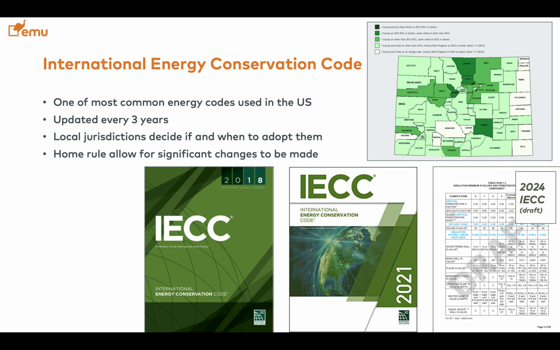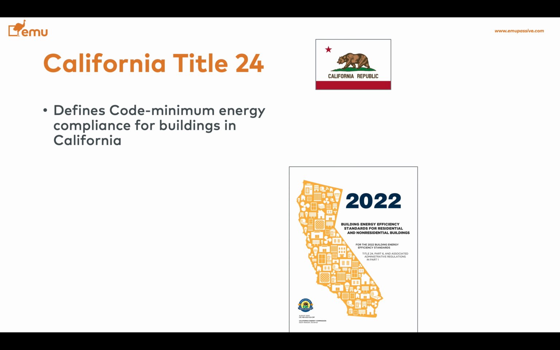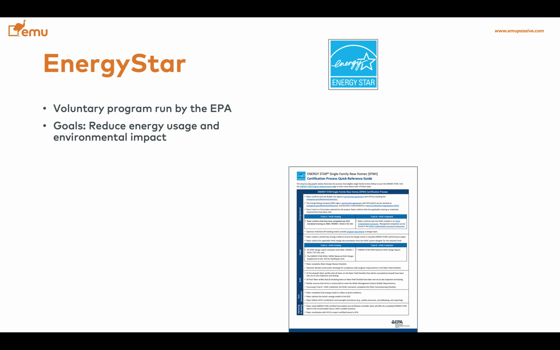This map, which may not be terribly current, shows the state of Colorado and the state of adoption of different energy codes. Different counties or different municipalities decide to adopt a different energy code, so that the adoption is not even across the country, especially if you have home rule states. California Title 24 defines the code minimum energy efficiency for all projects in California. So we use that for all California-based projects.